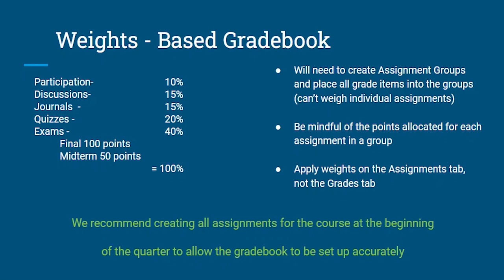So with that, be mindful of the points allocated to each assignment within a group. If you say have 10 journal assignments and you want them to be weighed equally within their assignment group, you want to ensure that the point values for all the journal assignments are the same. And then lastly, for applying the weights, this will be done in the Assignments tab of the course and not in the Grades tab, which we'll get to in the demo of setting up the gradebook.